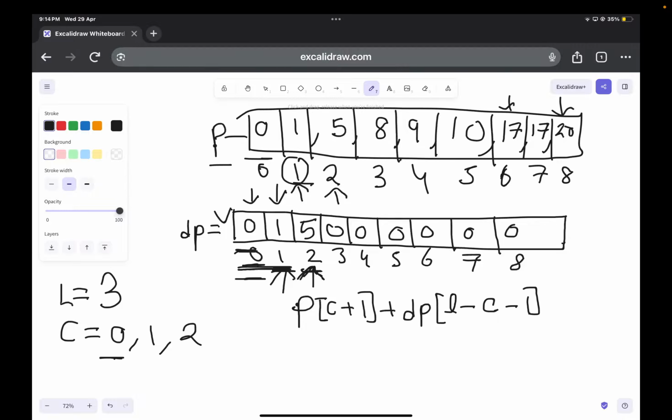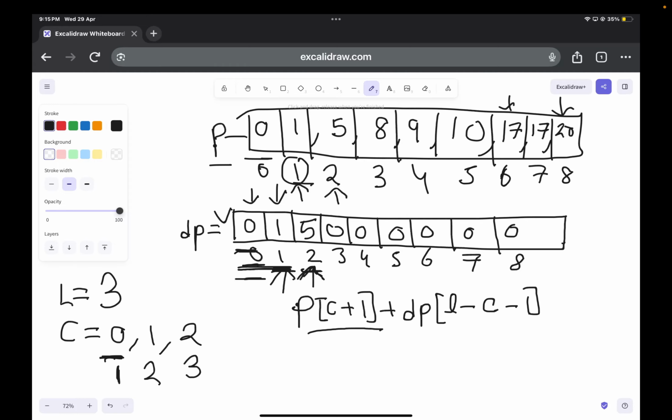What is P? P is price of C plus 1. C plus 1 is 0 plus 1. What is 0 plus 1? 1. So if you are cutting 1 length, look at this, guys. Understand this. This is for cutting 1 actually. For length 1, price is this. For length 2, price is this. For length 3, price is this. Are you understanding?